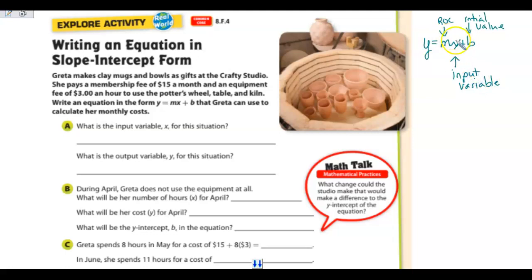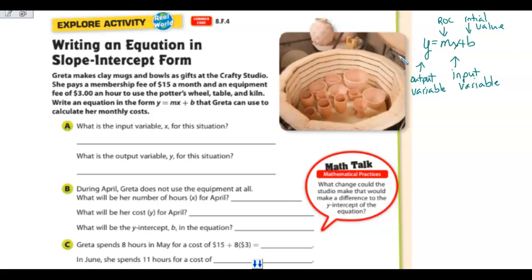And if x is what you put into it, your y is going to be your output. So your output variable. Okay, so we get all of that from the slope-intercept form. So let's look at our example here.